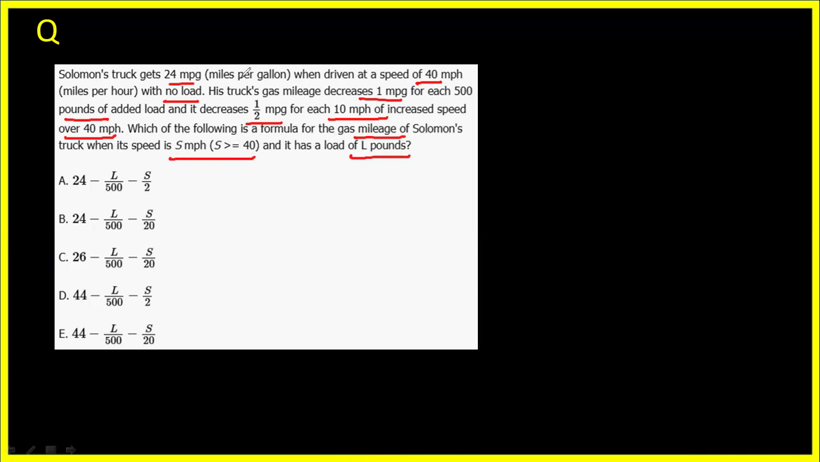Now there is a question. It gives that when there is no load, how much is the mileage? At no load, the speed is 40 miles per hour and the mileage comes out to be 24 miles per gallon. This is the ideal condition when there is no load.